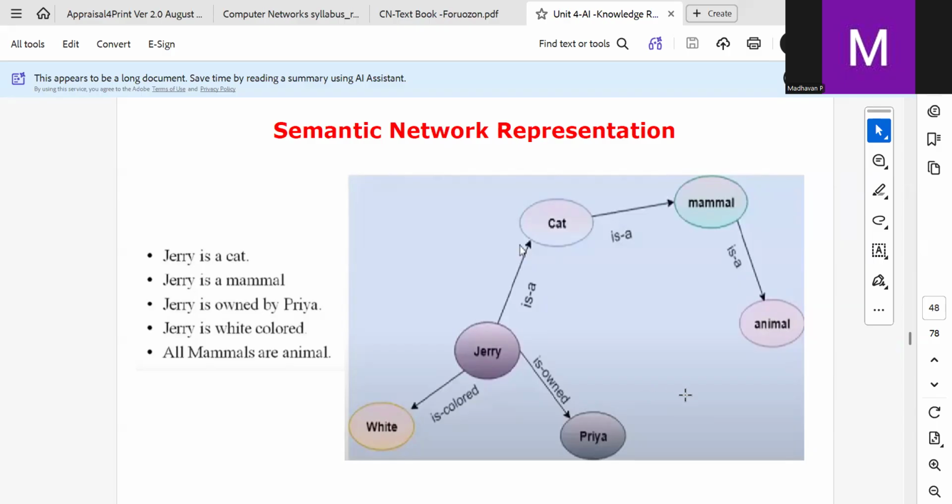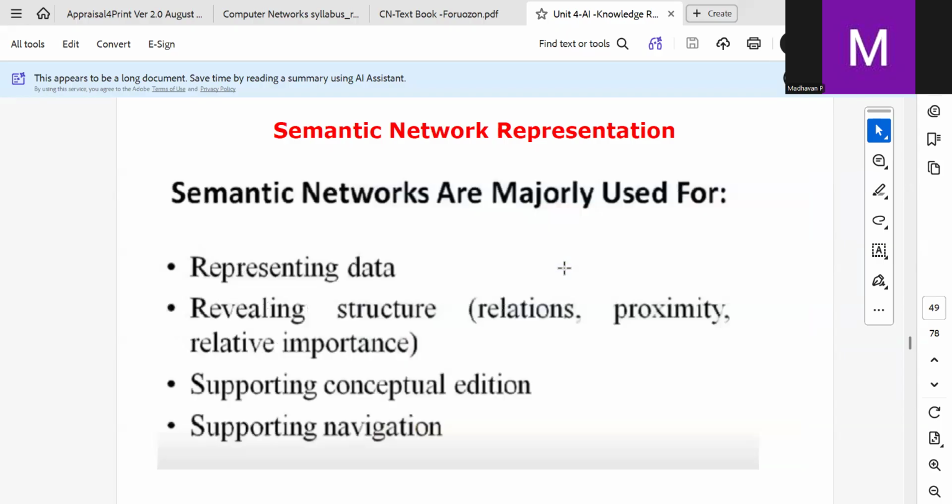So these are all different symbols which connect using an is-a relation, and it is very easy and convenient to represent, and an efficient way of categorizing the data and the retrieval process. They are majorly used for data representation, which reveals structures about the relations, proximity, and the importance. And it also supports navigation and conceptual addition.